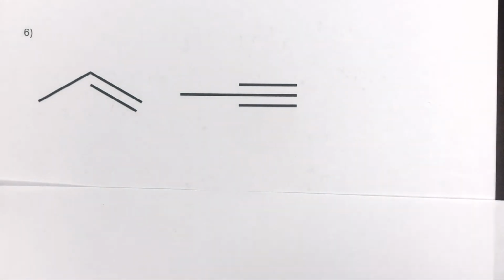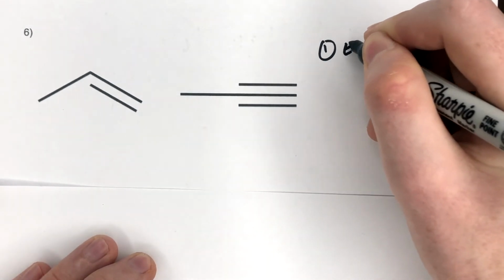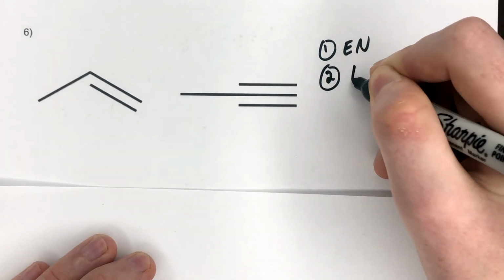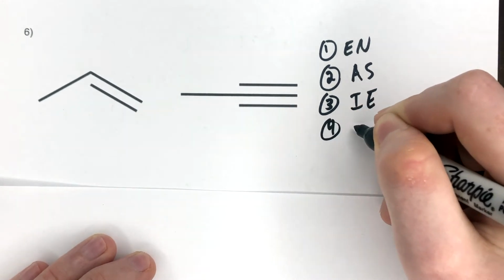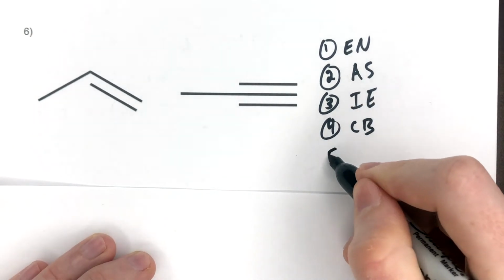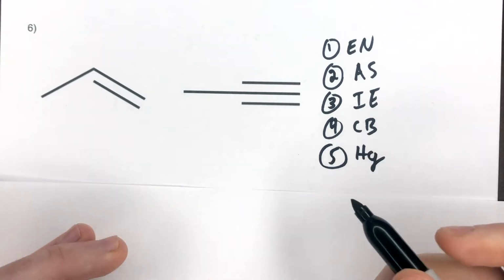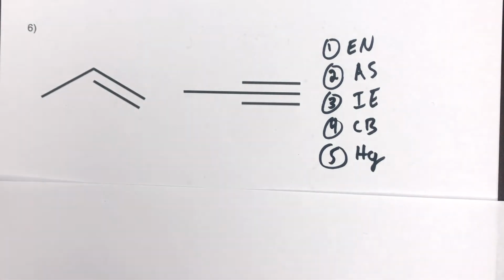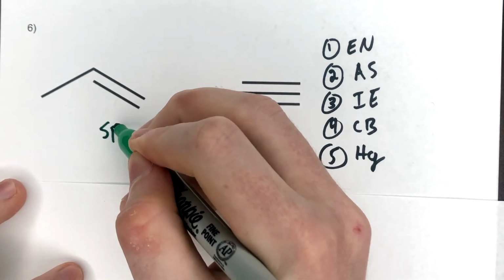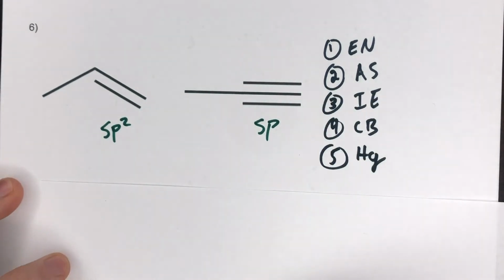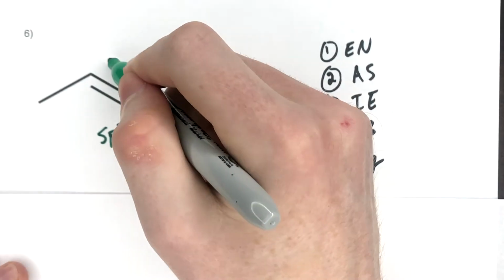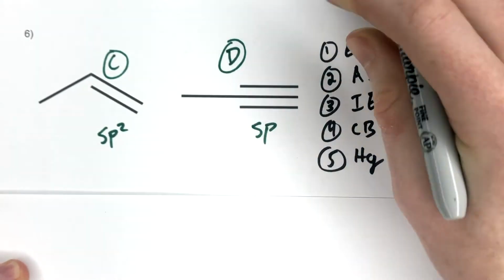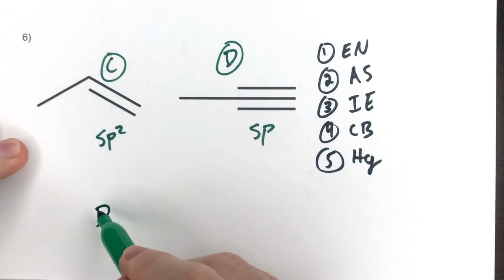Okay, so here, there's no difference in electronegativity. That's the same. Secondly, no difference in atomic size, no difference in inductive effect, and no difference in conjugate base stabilization. So this must lie in hybridization, which it does. That is the key to this one. These carbons are sp2 hybridized. These are sp in the alkyne. So what that means is there's more s character in our alkyne than in the alkene. So that means that D is more acidic than C.